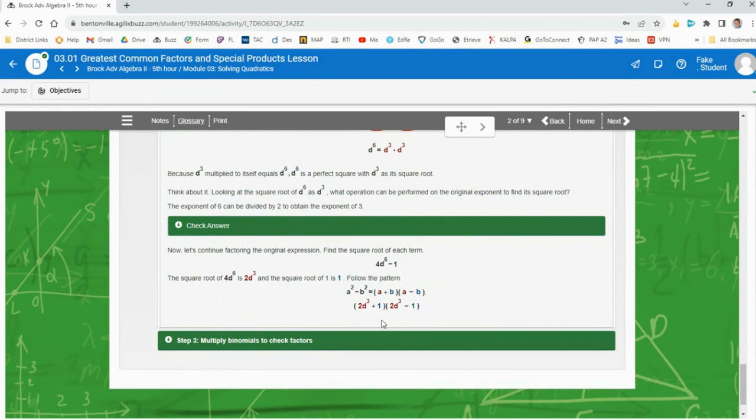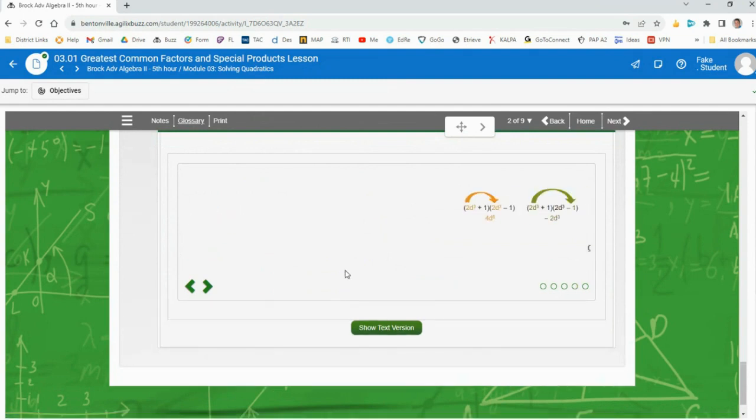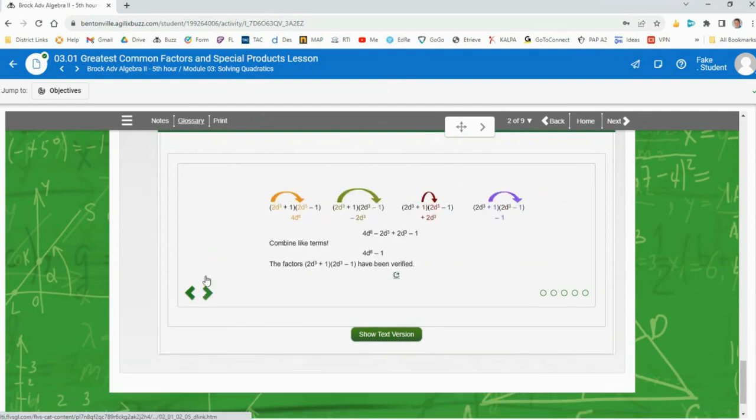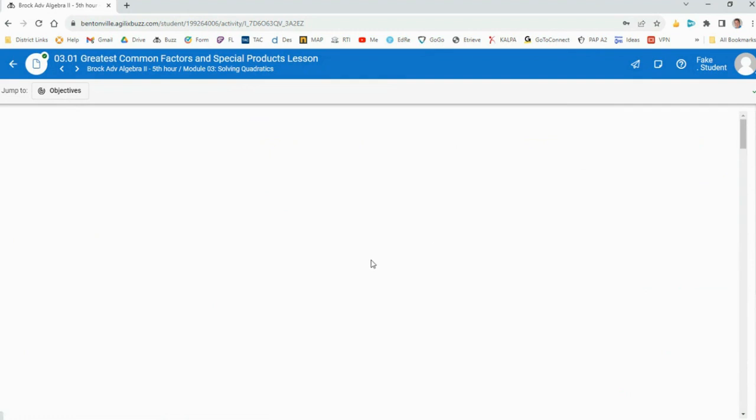That is a difference of squares. 4d to the 6th minus 1 is 2d to the 3rd plus 1, 2d to the 3rd minus 1. And then they multiply it back just to prove that it all equals the right thing there. So, there we go. Back to the original 4d to the 6th minus 1. All right, let's look at the next page.